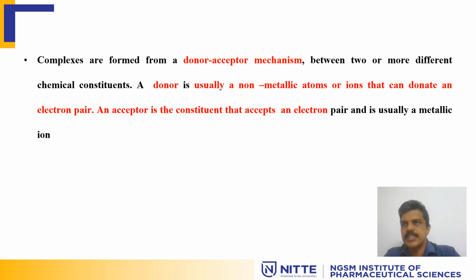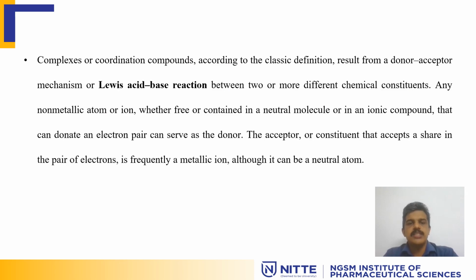Donor means which donates electron pairs. Acceptor means which has a tendency to accept the electron pair. Next, this same phenomenon, or this same mechanism, can be explained on the basis of Lewis acid-base reactions.